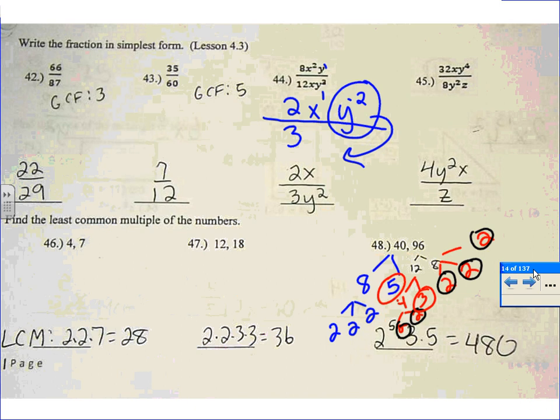46, least common multiple. When you make your factor tree, if there's repeats on both sides, take the most. If there's not repeats, make sure everything is written there. You have to make sure everything is written and accounted for. So 46 is 28, 47 is 36, 48 is 480.